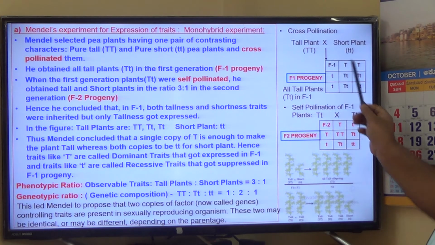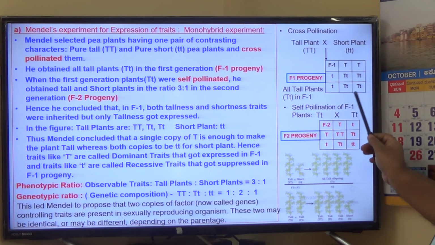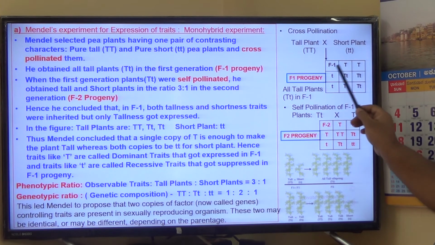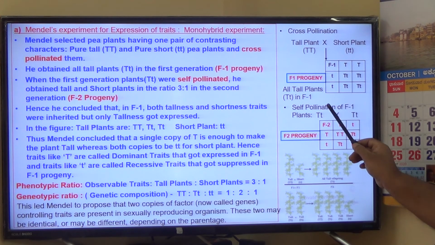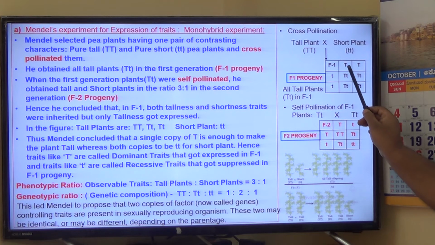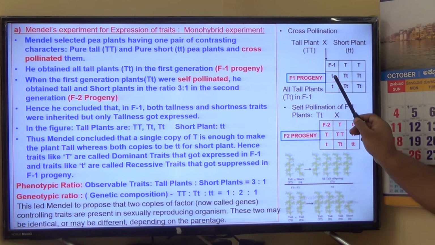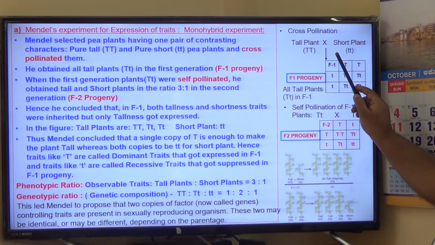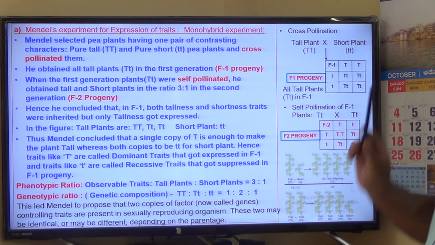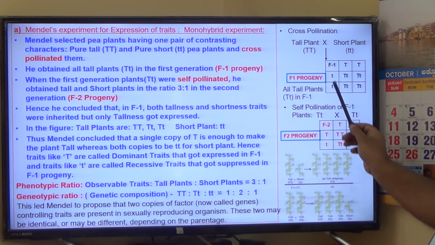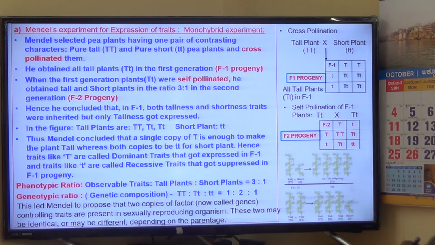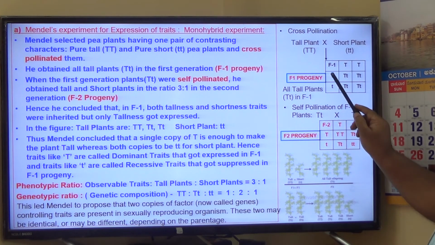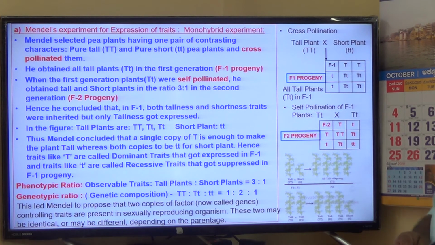Let me talk a little bit about this Punnett square. On the top side we consider the gametes, and on the left side we consider the gametes. Here T and T are gametes, and small t and small t are also gametes. Generally on the top side we take male gametes, and on the left hand side female gametes. This is in general, but you can simply write gametes here and gametes here. That is enough.